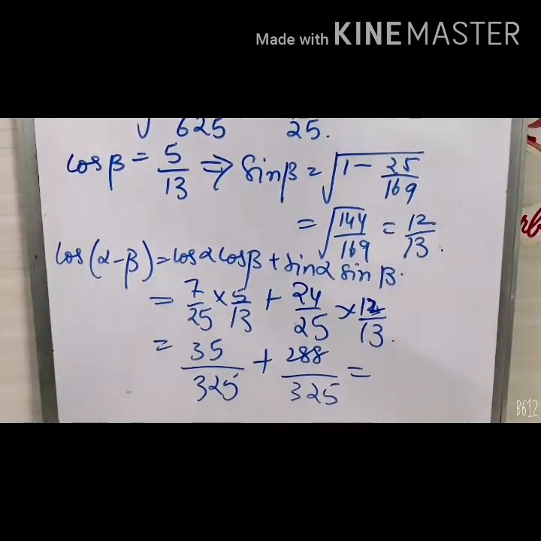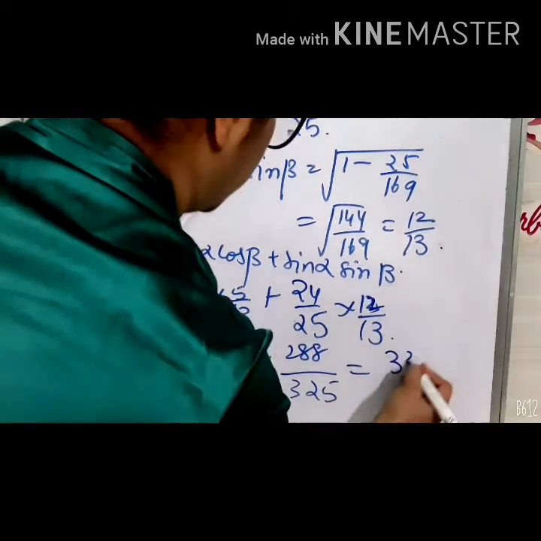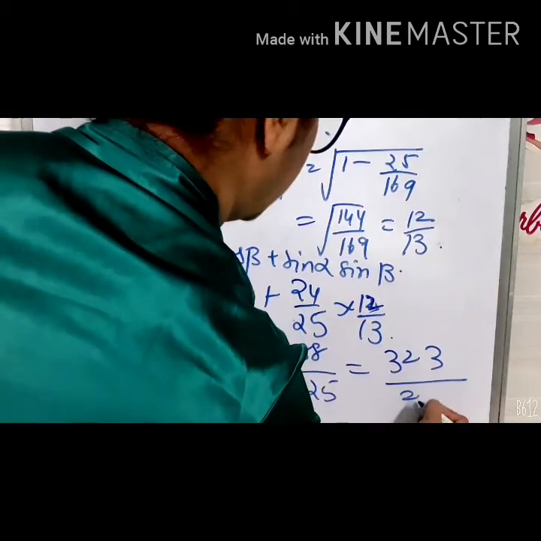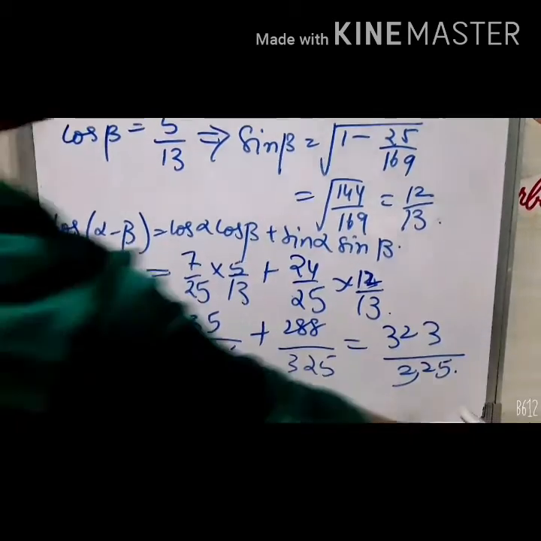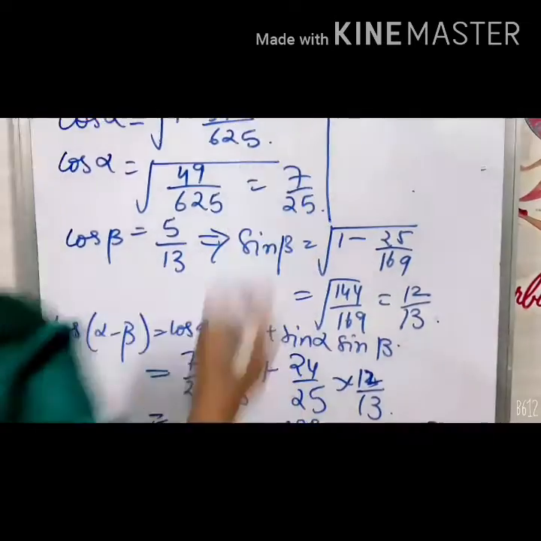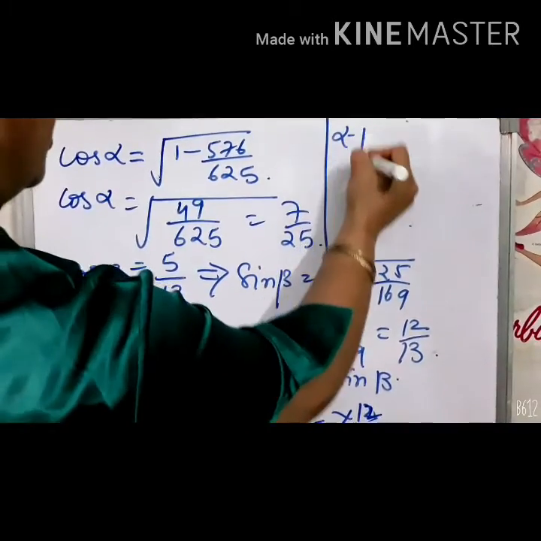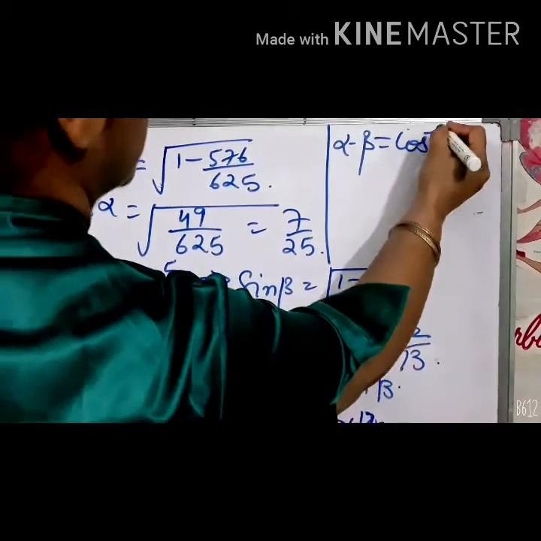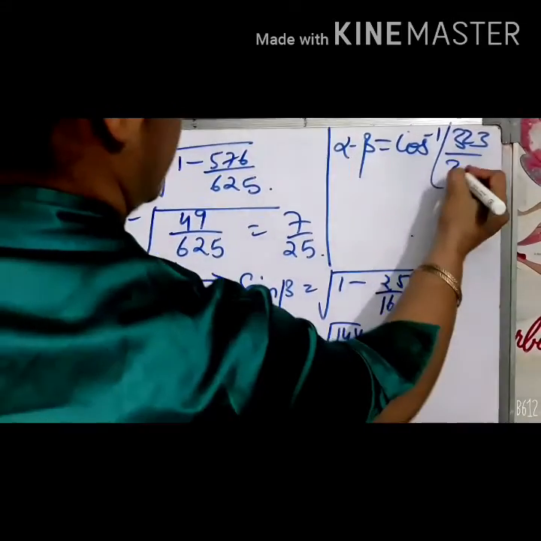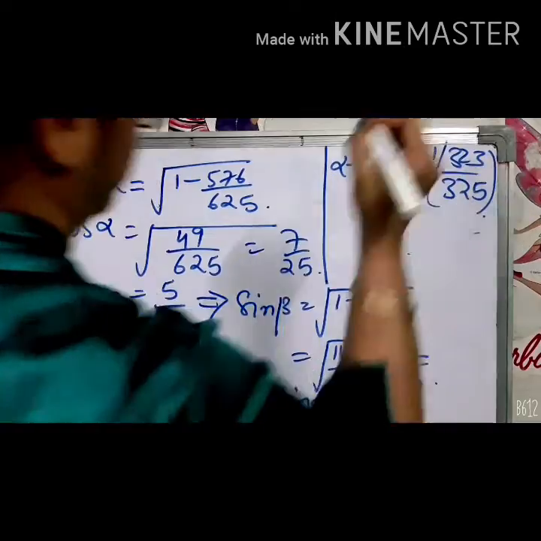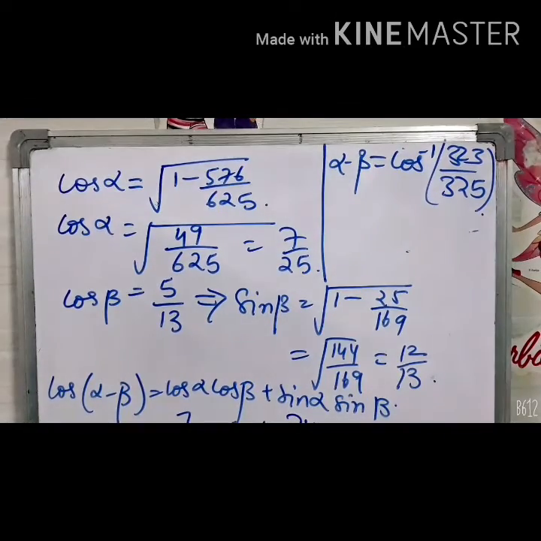Add it. You will get cos alpha minus beta is equal to 323 by 325. Understood? So alpha minus beta is equal to cos inverse of 323 by 325. Hence proved.